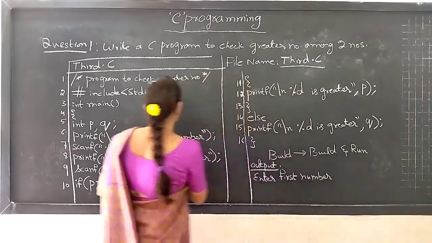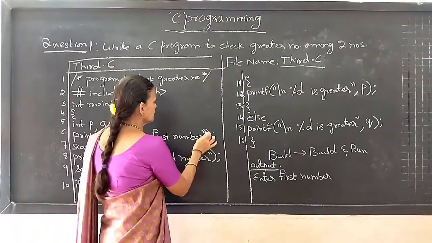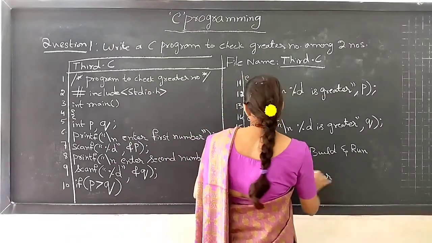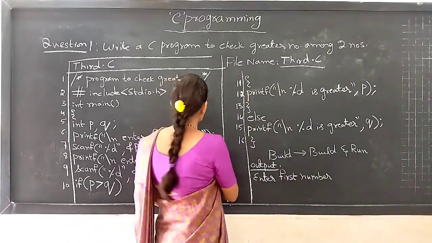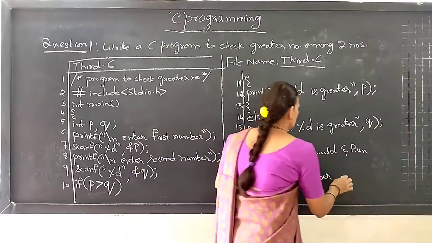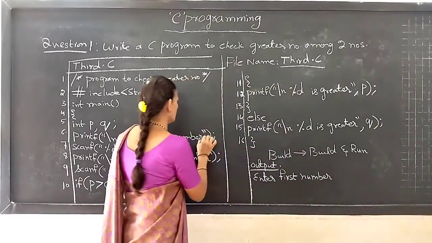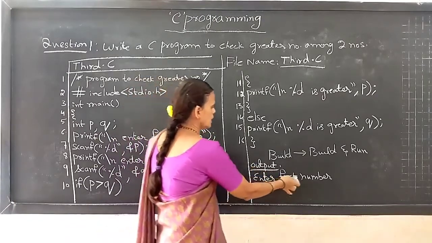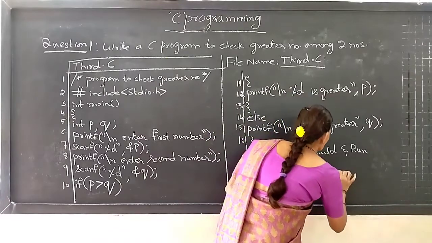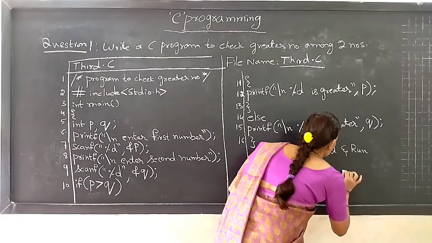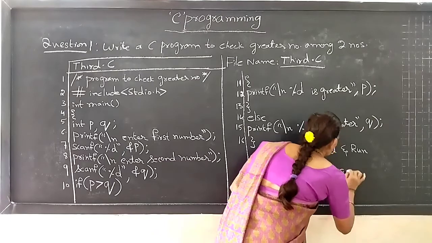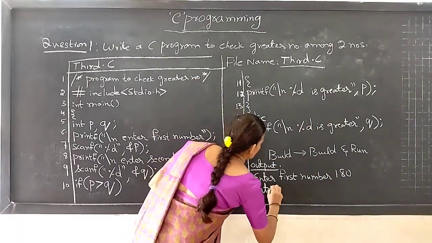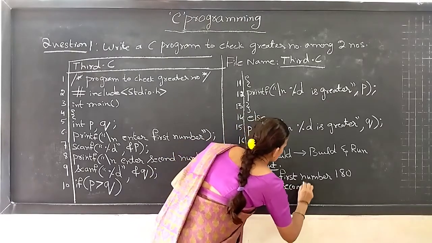Remember, if you have written a question mark in between the quotes, in the output also you will get "Enter first number?" In this case we have not written it, so you will get just "Enter first number". You can give a colon here also. So whatever you wrote within the double quotes you will get in the output. So you can enter some numbers. I will write, for example, 180, some number, and again you have to enter the second number.